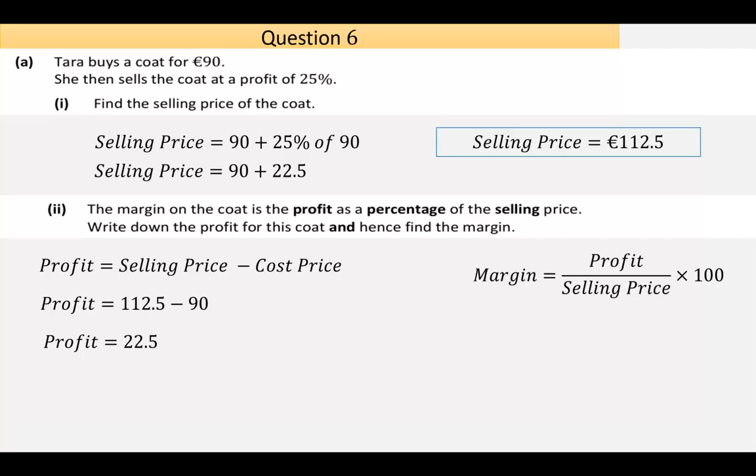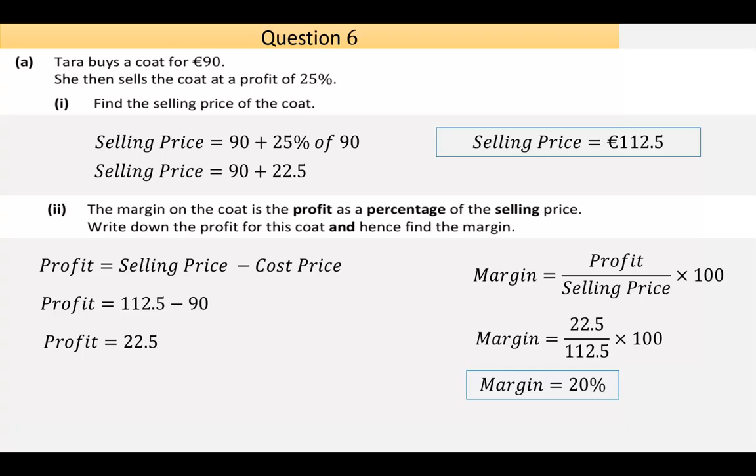Now, the margin is slightly different than the other formulas. The margin is given by the profit over the selling price, not the cost price. And to get a percentage, you multiply by 100. So even indicating multiplying by 100 would get you the attempt for showing your understanding of what a percentage is. Now, we already have all the numbers here. The profit is 22.5. The selling price is 112.5. Putting that through the calculator, I got a margin of 20%, which makes sense.